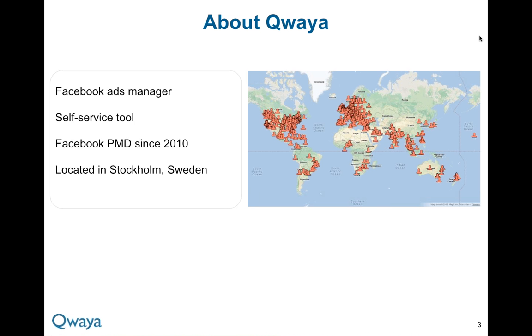So who are we? Qwaya is a Facebook Ads Manager, and it's a self-service tool, which means that we don't offer a managed service. You need to create the ads by yourself and manage the ads by yourself, but hopefully Qwaya will help you remove some of the manual work it takes and speed up that process. We've been a preferred marketing developer since 2010, and we're located in Stockholm, Sweden. And as you can see by the map, we have customers all around the world, I think in nearly 80 different countries at the moment, and the majority is based in North America and in Europe.